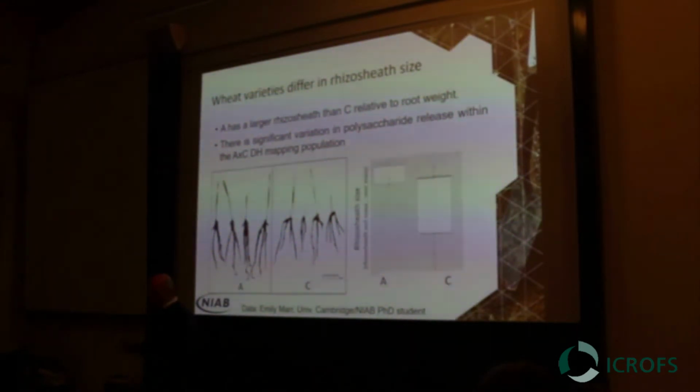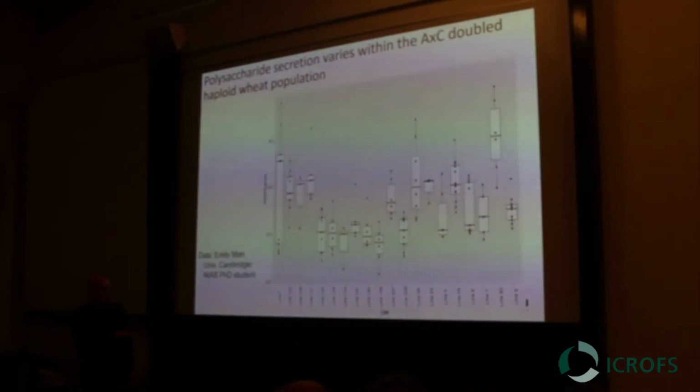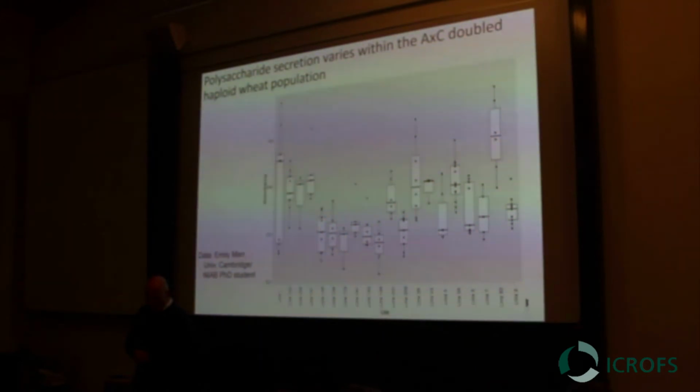It could be that part of the explanation for the differences in the rhizosheath formation is due to the genotypic differences in the secretome, or the compounds that are secreted by the roots. And this is one particular polysaccharide that shows quite a bit of variation in the tails of this population for the rhizosheath.